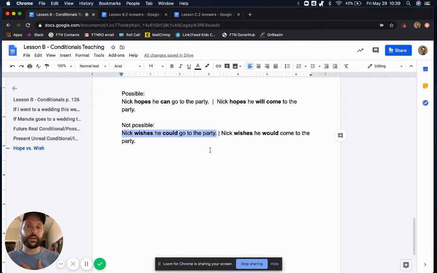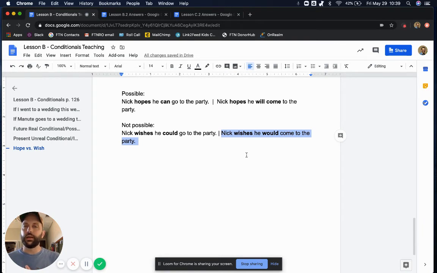Again, he can be talking about himself here. He could be talking about his friend Joe as well. Let's say he's talking about Joe. Nick wishes Joe could go to the party. Okay. You could also say that differently, but it means basically the same thing here. Nick wishes he would come to the party. Now, there is a slight difference between could and would.